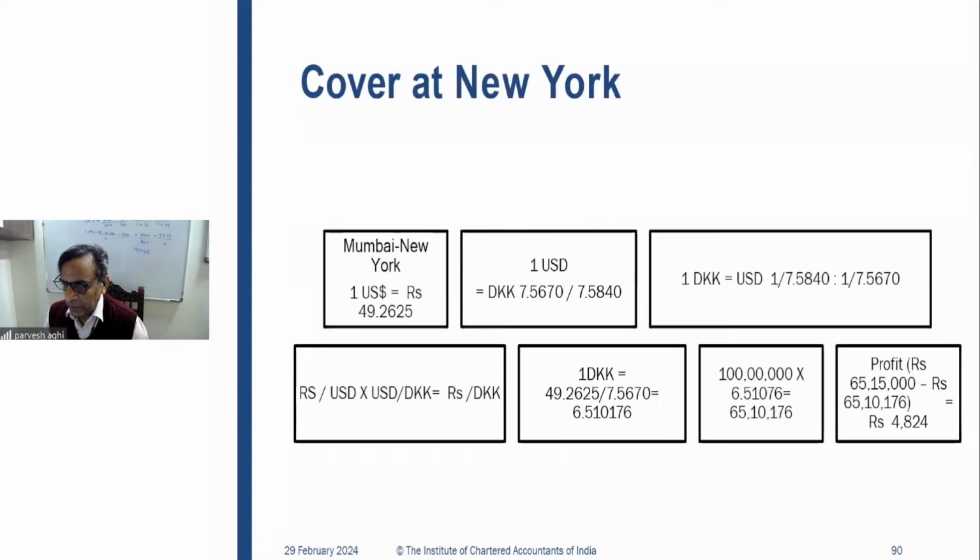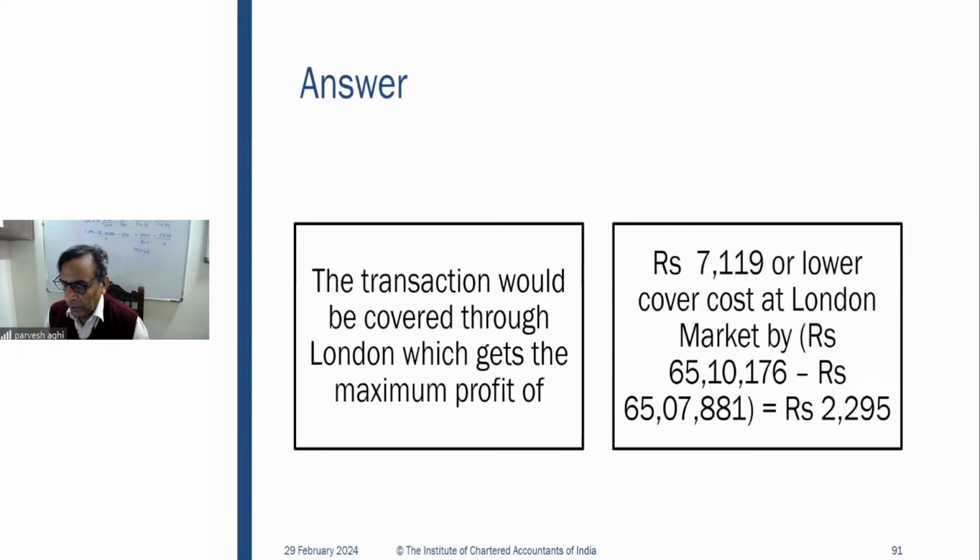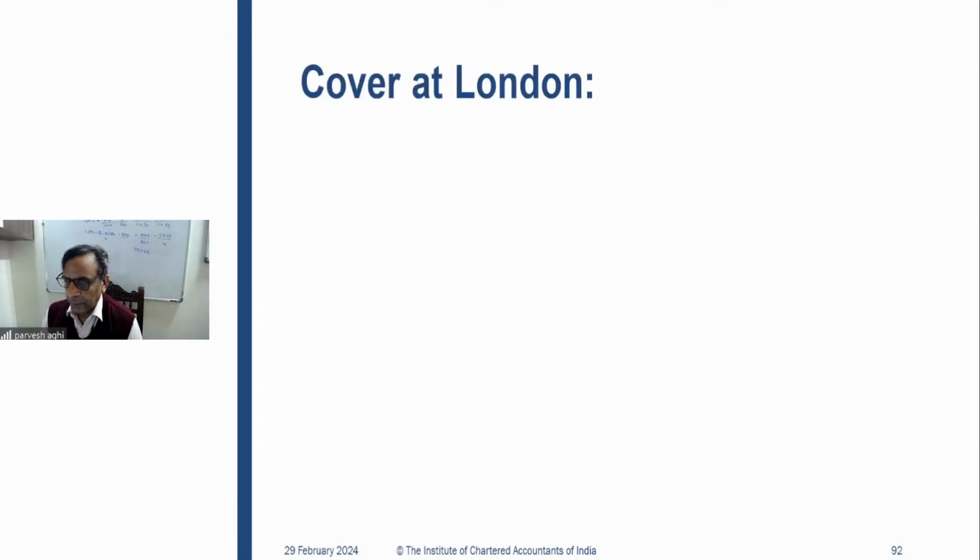So let's look at this. Here in New York, he was paying 65,10,000. And in London, he was paying 65,07,000. So that means he's making an extra profit of rupees 2,295 if he covers in the London interbank market. But the overall profit he's making on the transaction is 7,119.